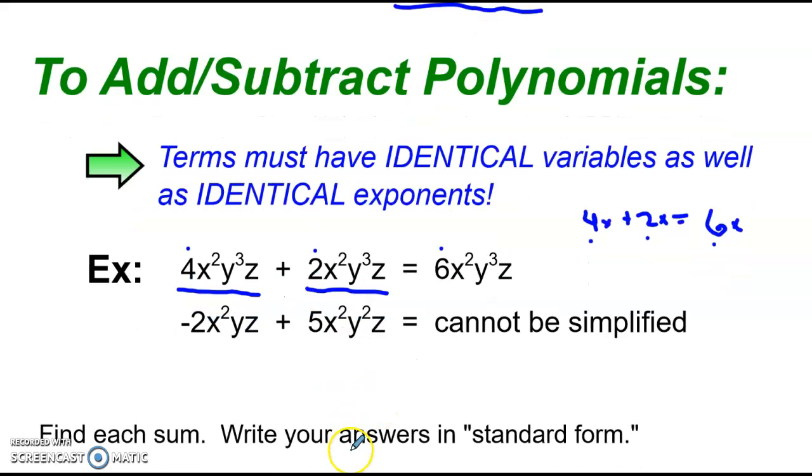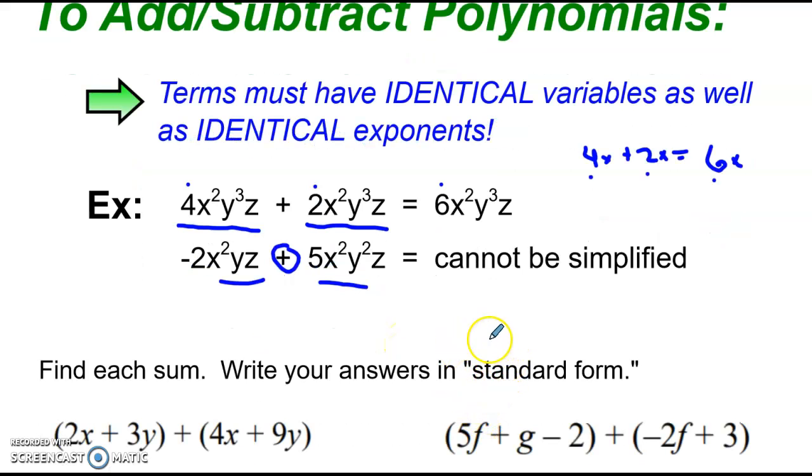Here's a good example of one that cannot be simplified. It looks like it could, but if you take a closer view, even though it has all the same variables, x, y, and z, the exponents are different. Now, if I were multiplying this, yes, we could. We could multiply, add our exponents. You know how to do that. But because the operation is addition, these are not like terms, and I cannot add them. Okay, so keep that in mind as we look at just a couple of examples here.